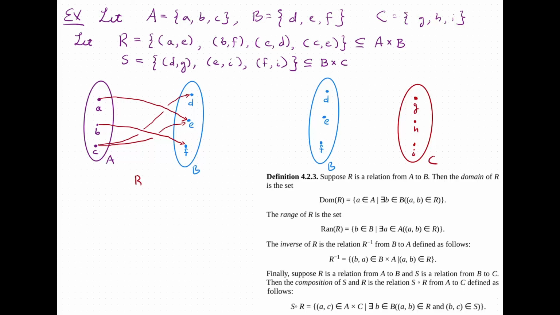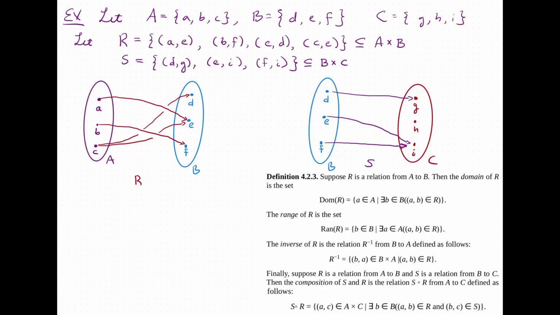And so we see that in this case, this would not be a function, because now the input C has two outputs, namely D and E. But it is a relation, and we can visualize it in this way. Similarly, we can look at the relation S in the same manner. So we have the first entry in S is D comma G, and so we have an arrow going from D to G. We have one going from E to I, and we have one going from F to I.